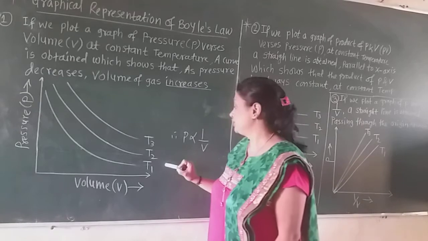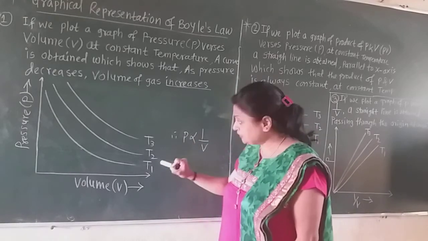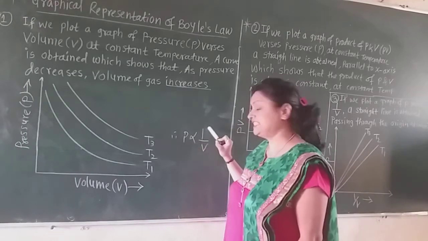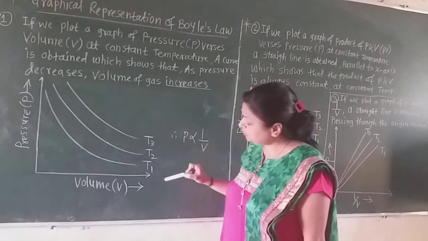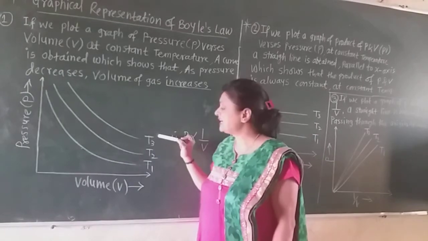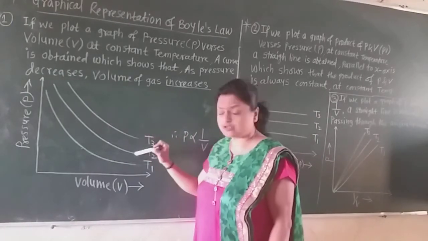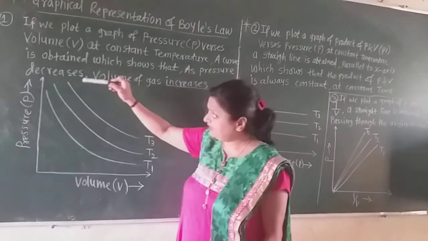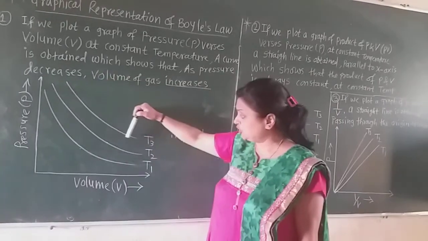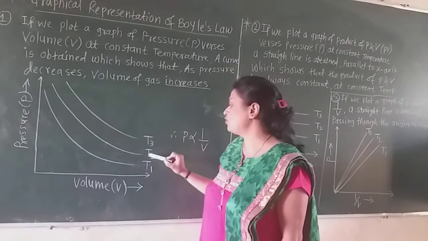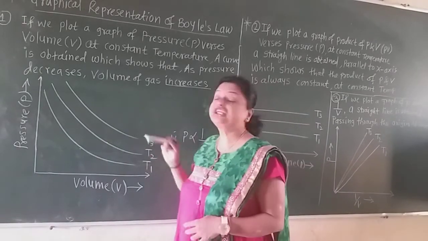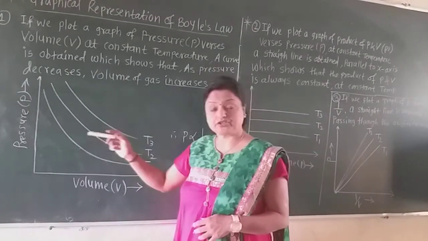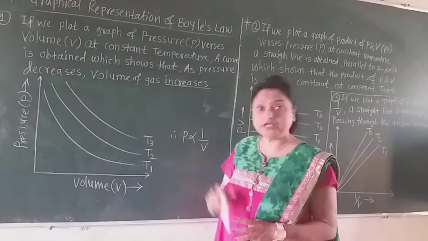This curve proves that pressure of the given mass of the gas at constant temperature is inversely proportional to volume. Now these are the three different temperatures. At three different temperatures the curves are plotted, and all curves show that when the pressure of the gas decreases, volume of the gas increases, and these are the constant temperatures at which these three different curves are obtained when we plot a graph of pressure versus volume, which proves Boyle's law.